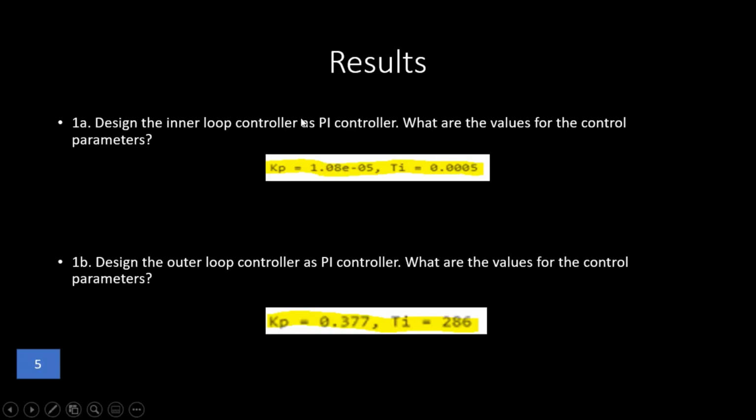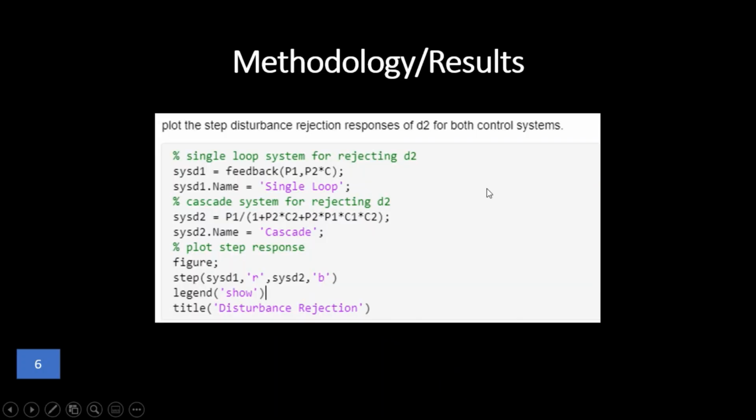Based on the code that was provided before, KP for the inner loop controller as a PI controller is going to be 1.08 times 10 to the negative 5, and TI is going to be 0.0005. For the outer loop controller as a PI controller, KP is going to be 0.377 and TI is going to be 286.